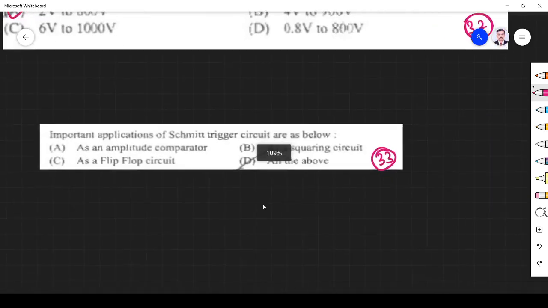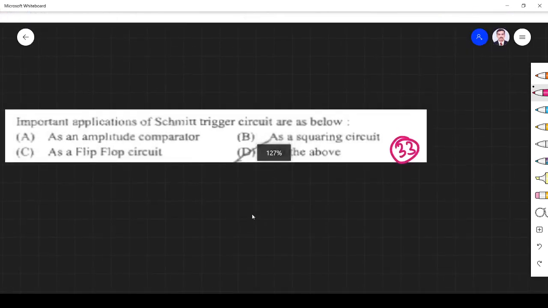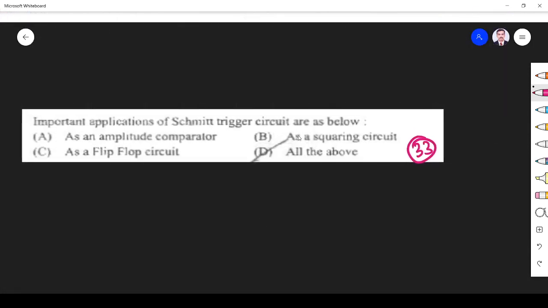Next question. Important application of Schmitt trigger: of course, it is used as a squaring circuit. It is a comparator; another name for Schmitt trigger is regenerative comparator. So it is used for comparing, and it will square the signal. It also acts as a flip-flop. So option D, all of the above.